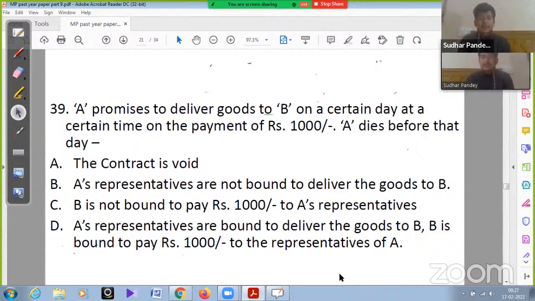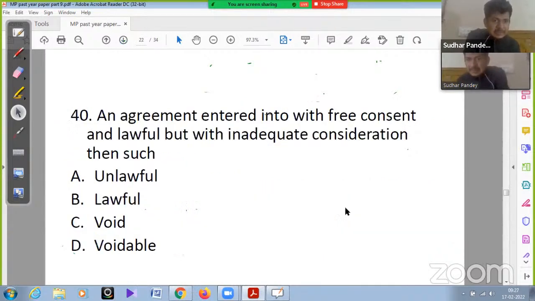The reason behind it: here you have to understand question number 39. This is not a contract of personal skill. Here no personal skill of A is involved. A has merely promised to deliver the goods. So its correct answer will be D for Delhi, right? Next, question number 40. Maniac Grover, 39, yes, D is the correct answer.